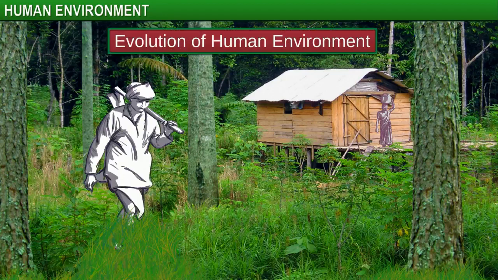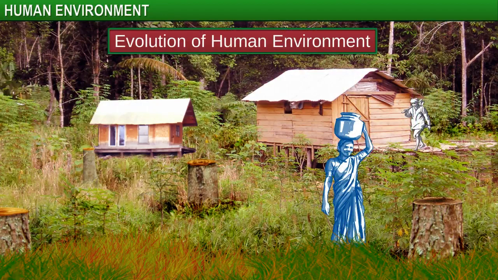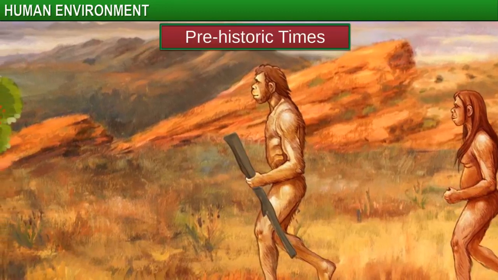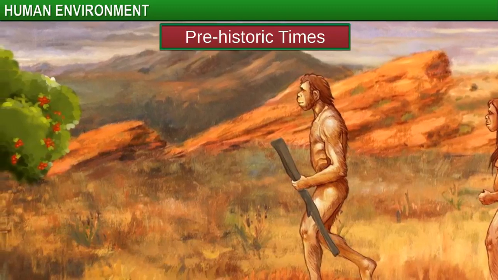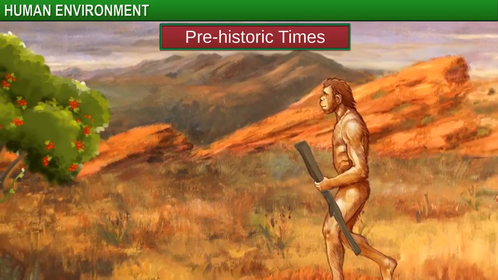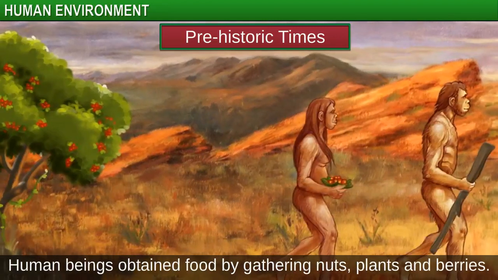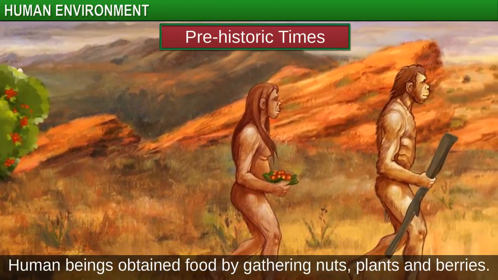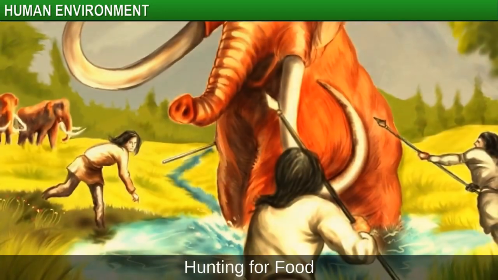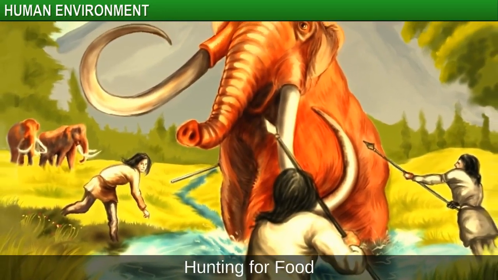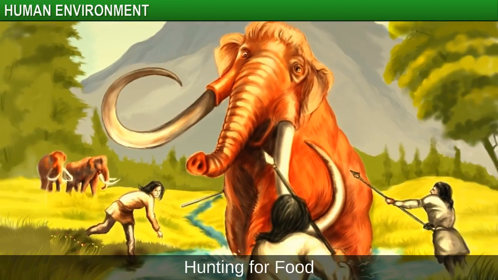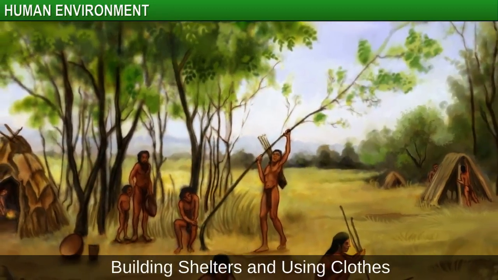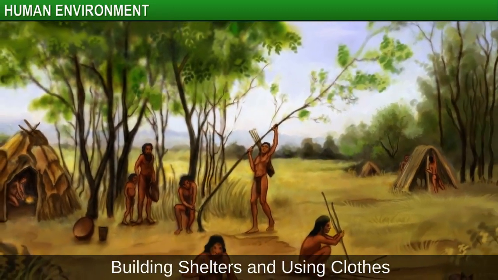Let's look at how our environment has evolved over time. In prehistoric times, human beings learned to adapt to their natural environment. They led a simple life and obtained food by gathering nuts, plants, and berries. In time, the needs of human beings became more complex. They started hunting for food. They began to build shelters and used different materials to clothe themselves.